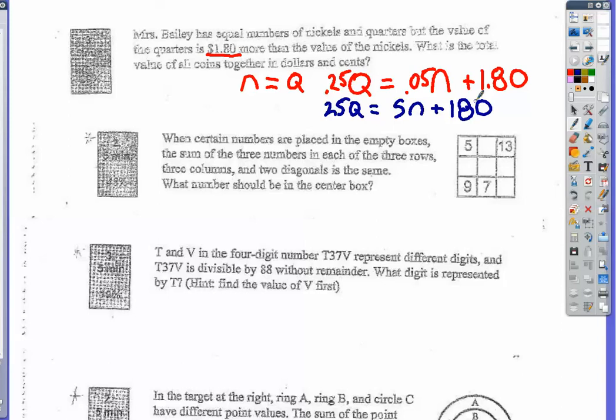But wait a second. We know that nickels and quarters are equal. So couldn't I also, instead of using the Q, what's another way of saying Q? N, because nickels and quarters are the same. I'm substituting N for Q because they're equal. So 25 times N is equal to 5N plus 180.